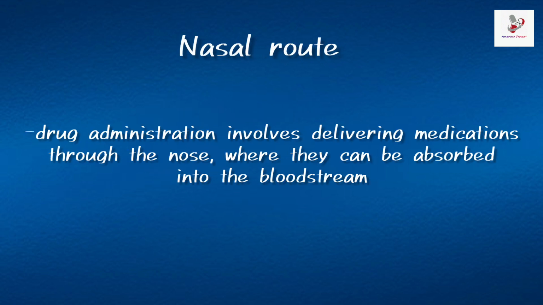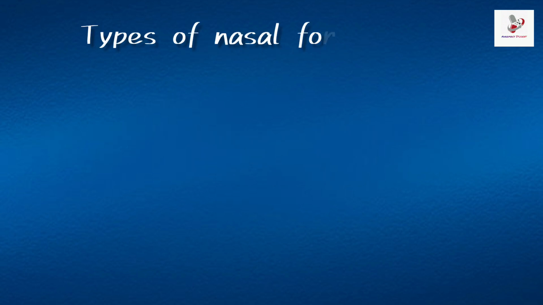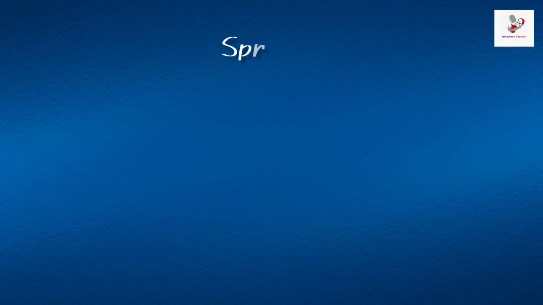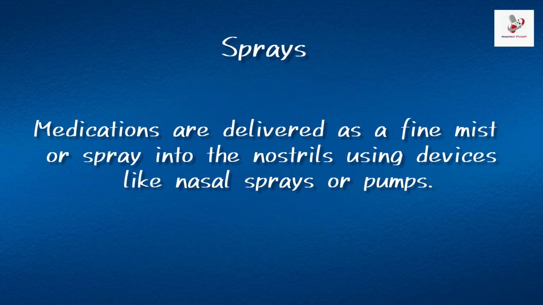And sixth one is nasal route. The nasal route of drug administration involves delivering medicines through the nose, where they can be absorbed into the bloodstream or act locally in the nasal cavity. Types of nasal formulation. There are mainly three types: sprays, drops, powder. Sprays. Medications are delivered as a fine mist or spray into the nostrils using devices like nasal spray or pumps.